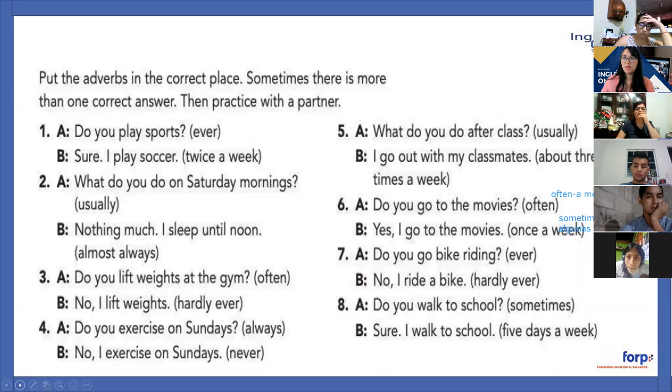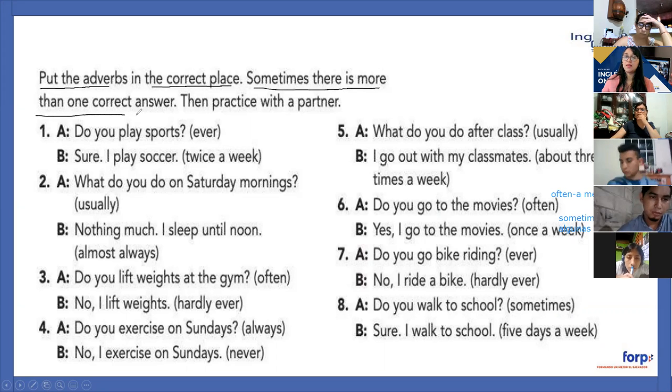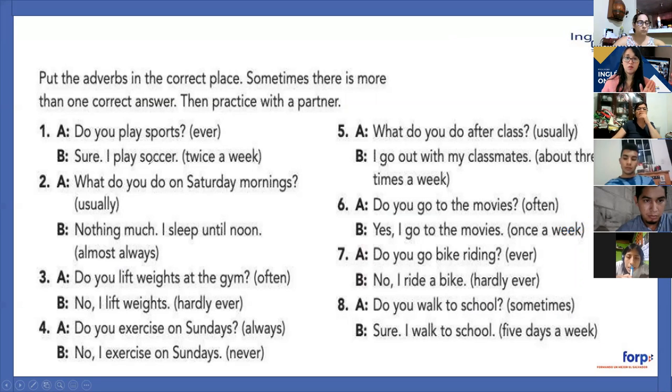So let's practice this section, right? Okay, ¿qué vamos a hacer? It says, put the adverbs in the correct place. Sometimes there is more than one correct answer. Then practice with a partner. ¿Qué vamos a hacer? Vamos a escribir en la posición correcta of the adverbs que tenemos.